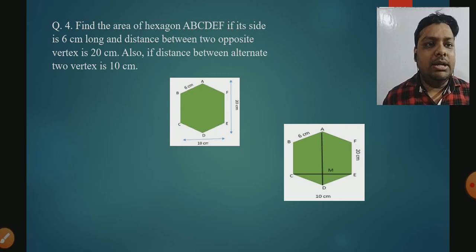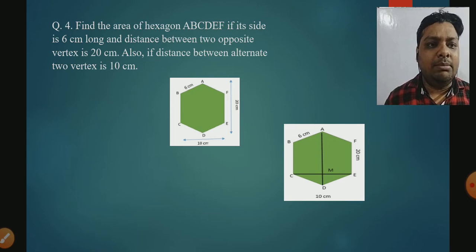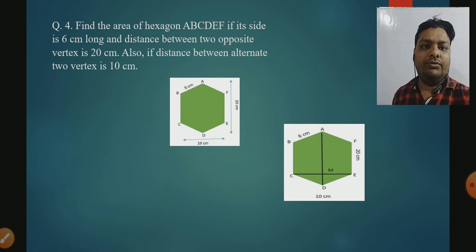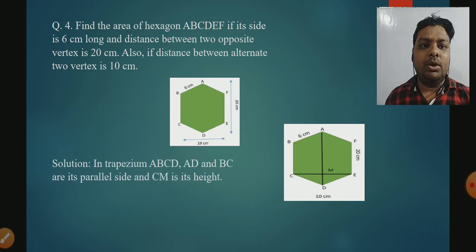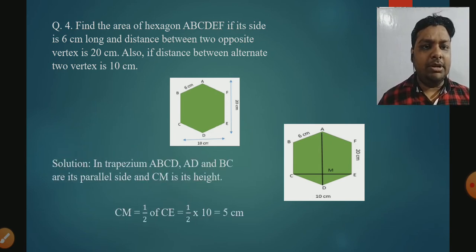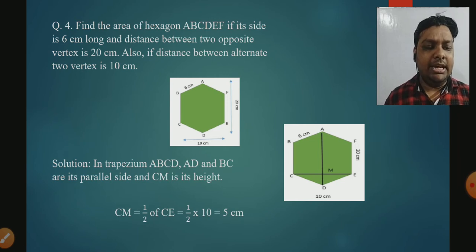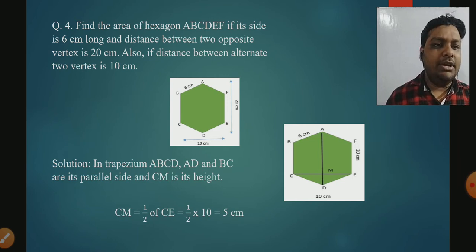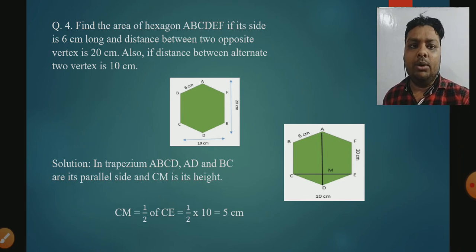CE is equal to 10 centimeter, and CM is just half of it. It means CM is equal to half of 10 centimeter. CM will be half of CE, so it will be 5 centimeter.